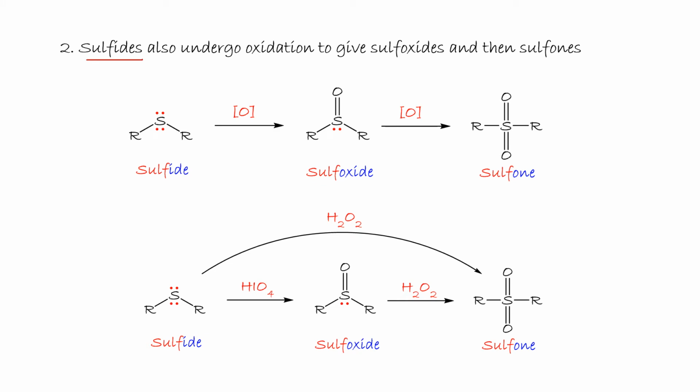Sulfide also undergoes oxidation to give sulfoxide and then sulfone. Sulfide is oxidized to give sulfoxide with S double bond oxygen, which is further oxidized to form sulfone. The treatment of sulfide with hydrogen peroxide or peroxy acid will lead to the sulfone. If we use periodate, we can get the sulfoxide, which can then be further oxidized to sulfone using hydrogen peroxide or peroxides in general.